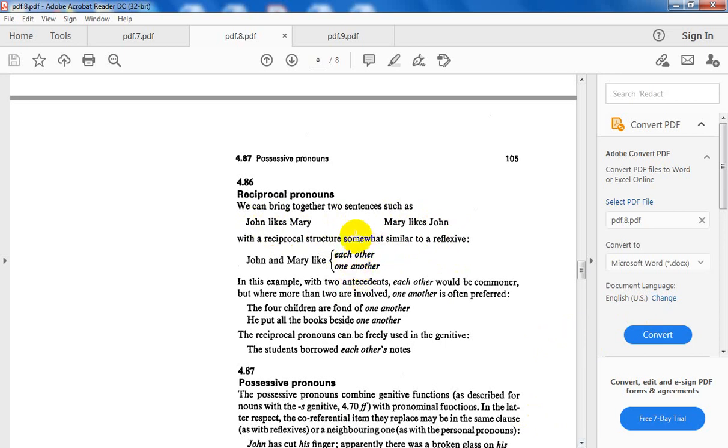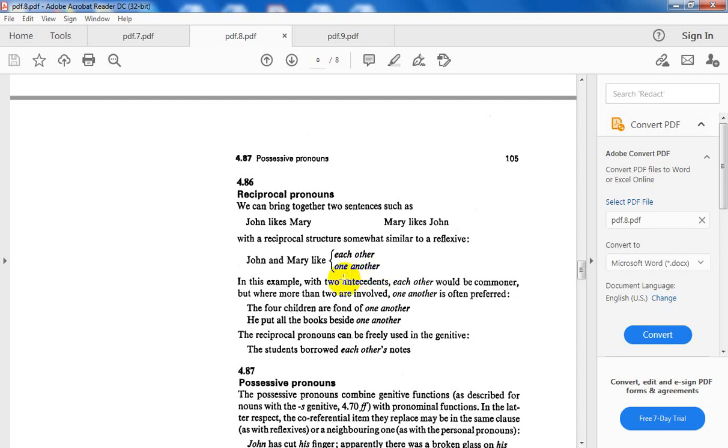What are the reciprocal pronouns? These two pronouns, each other or one another. They are similar to a reflexive pronoun in structure. John and Mary like each other, like one another. Sometimes they say like themselves. What's the difference? There is a difference between saying John and Mary like themselves and John and Mary like each other.